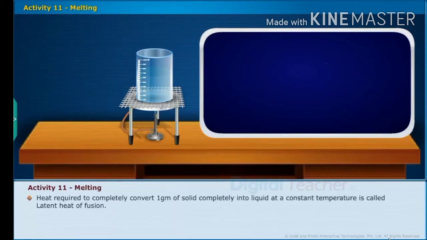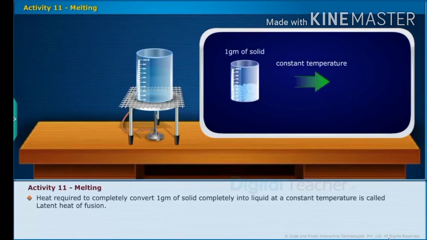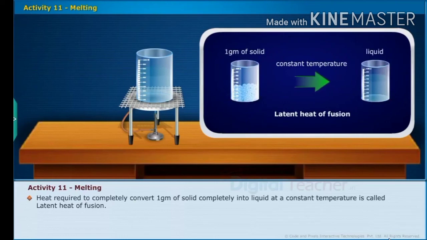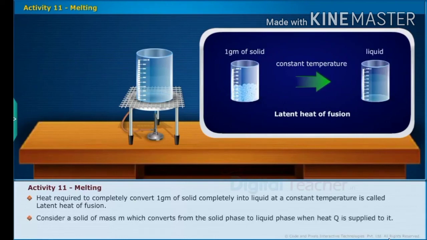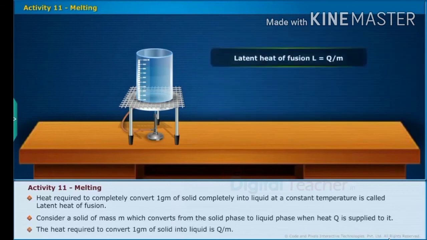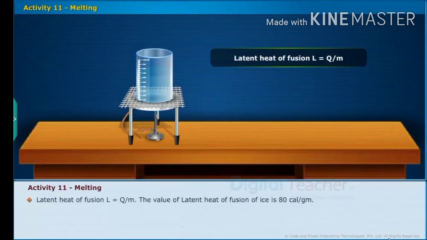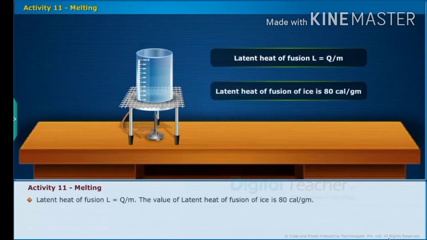Heat required to completely convert 1 gram of solid into liquid at a constant temperature is called latent heat of fusion. Consider a solid of mass m, which converts from the solid phase to the liquid phase when heat Q is supplied to it. The heat required to convert 1 gram of solid into liquid is Q by m. Latent heat of fusion L is equal to Q by m. The value of latent heat of fusion of ice is 80 calories per gram.